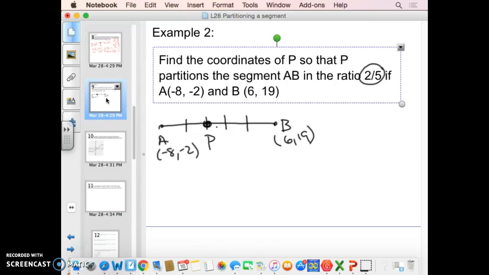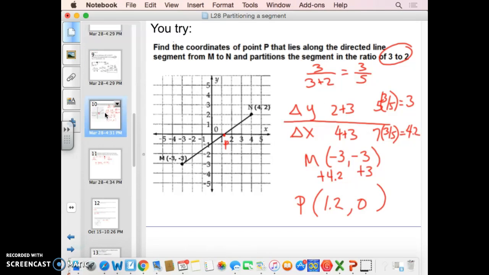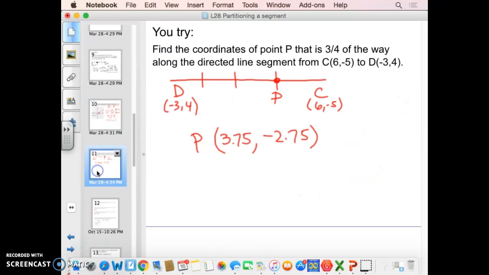Now to figure it out, I'm going to do my same steps. 19 plus 2 over 6 plus 8. And I'm going to pause this and just show you the answers from right now. This is kind of quick, but this is the answer. You can pause the video and see where the numbers come from here. For this one, I've worked out each of the steps to show you that point P is at 1, 20, and it's nice because I can check that on the graph.